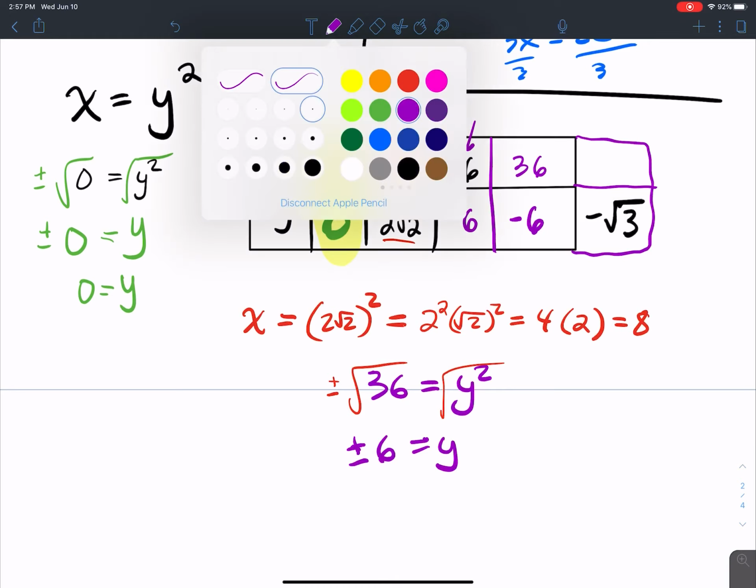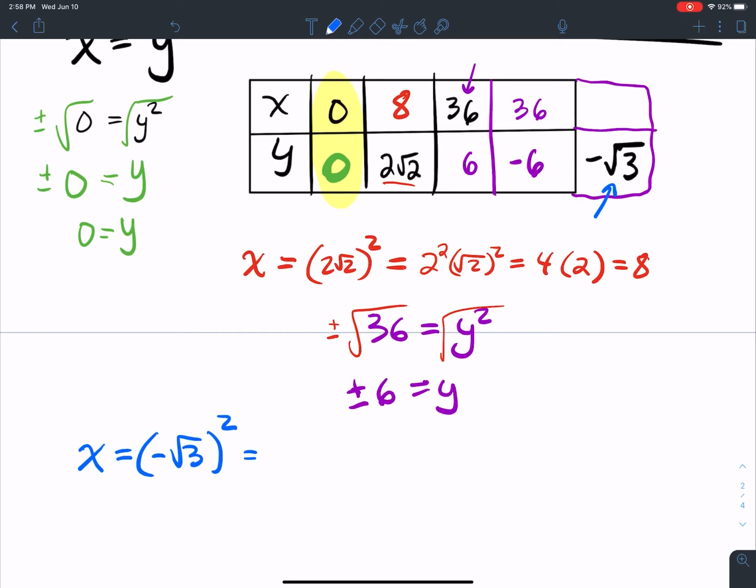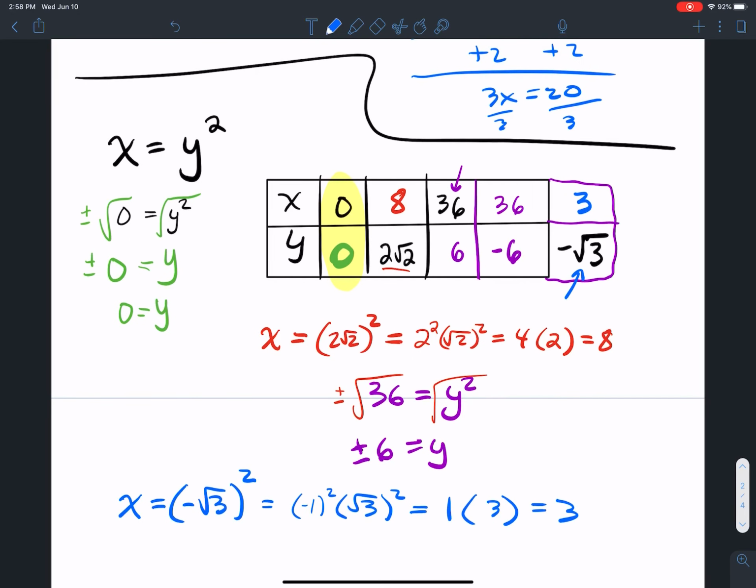The last one is when y is equal to negative square root of 3. So x equals negative square root of 3 squared. When I square a negative, it becomes positive. So negative 1 squared times square root 3 squared. That's 1 times 3, which is just 3. So there's only one solution that way. Sometimes you have more than one solution. I just wanted you to see how to handle that scenario. If they don't give you 2 boxes for 36, then you just put the plus or minus in the 1 and you'll be just fine.